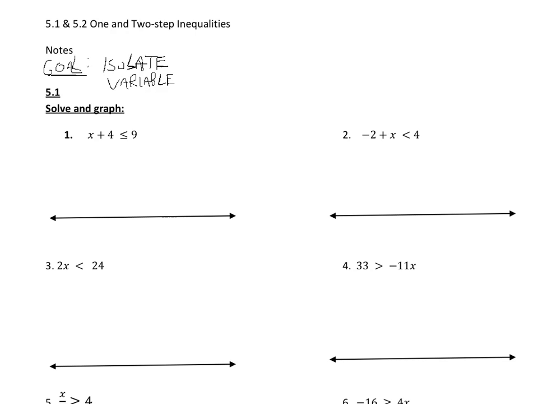Alright, for this video we're jumping to chapter 5. You can see we have in the notes 5.1 and 5.2. We have 1 and 2-step inequalities. You can see I already have this written down here. Hopefully you can read this. I know my writing is a little sloppy here.